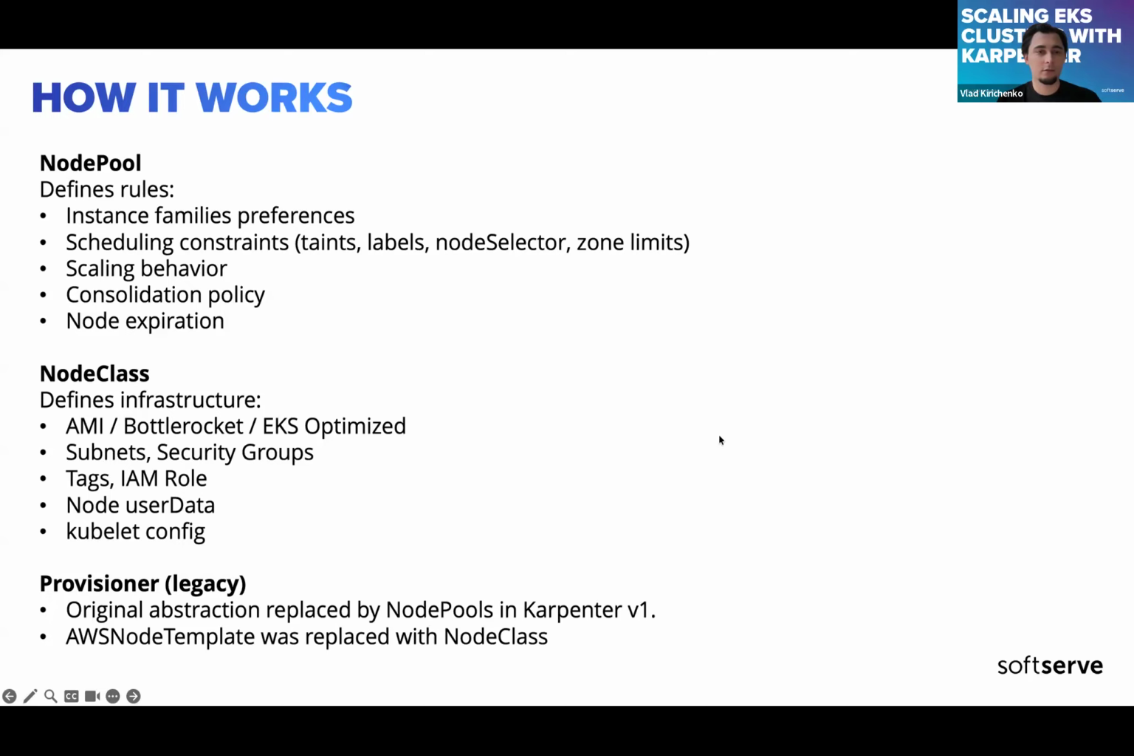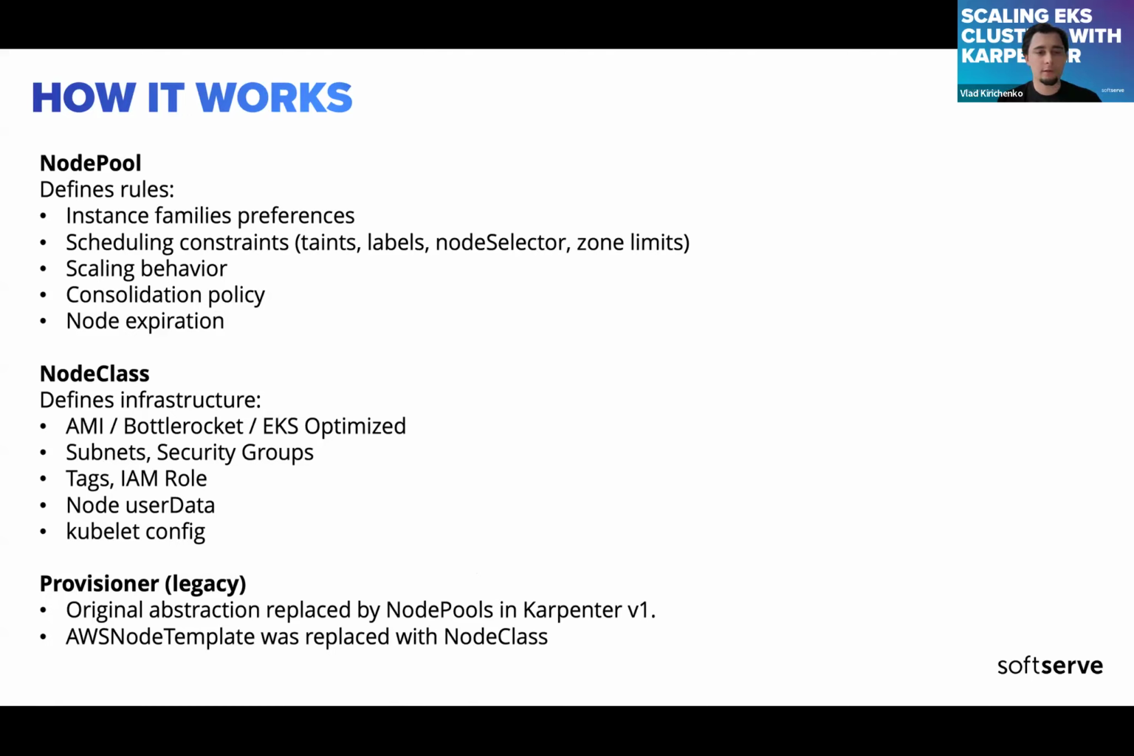In EC2 node class, we can define the infrastructure that we want to provision, like the instance image that we want, Bottlerocket images, EKS optimized images as well. We can set security groups, subnets configuration, tags, and IAM roles. We can set custom user data for this EC2 instance, or we may even use some custom kubelet configuration.